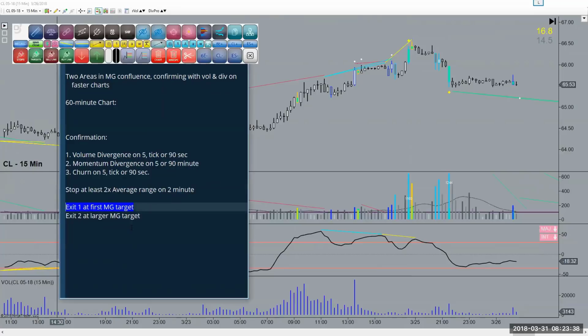Let's say it has to be at least 2 times the average range of the 5-minute chart away from that area. And we may use the average range from the 5-minute or the average range from the 15-minute, depending upon the size of the swings that we're trading. And I'll try to explain that as we go.